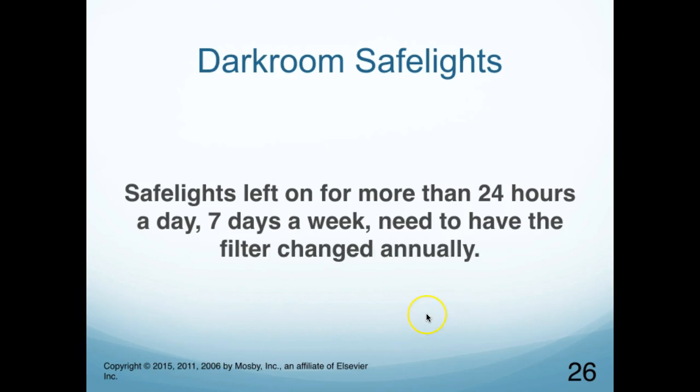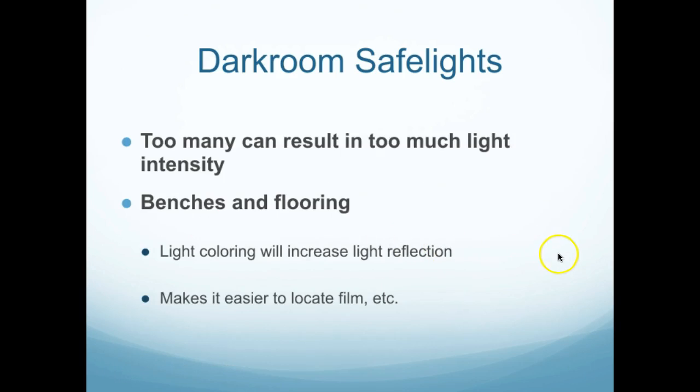Safe lights are left on more than 24 hours a day, 7 days a week, and need to have the filter changed annually, because that red filter starts to fade once it's exposed to light continuously like that. If and when you go into a dark room, you'd notice that the benches or the countertops and the flooring typically are of a lighter color, just because we are walking around in, let's say, 15 watts or less, and we need to see what is going on. So typically the benches and flooring are a little bit lighter, so that if something falls and things like that, we can find those.